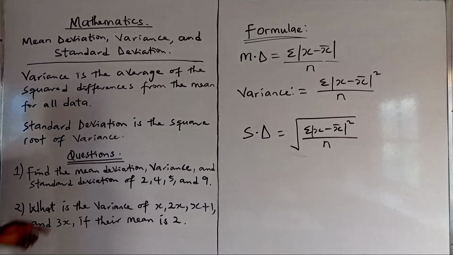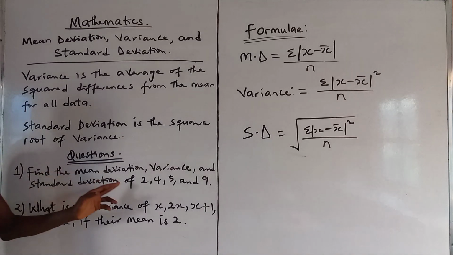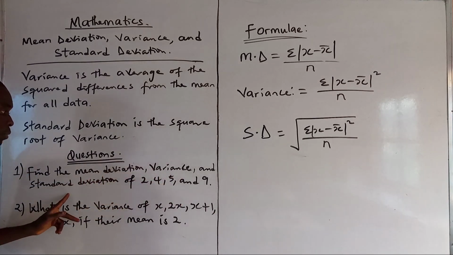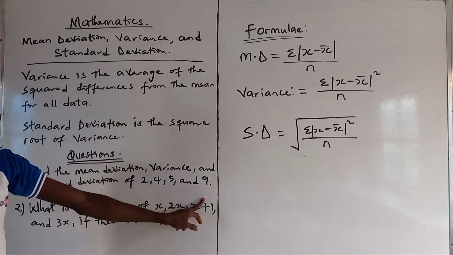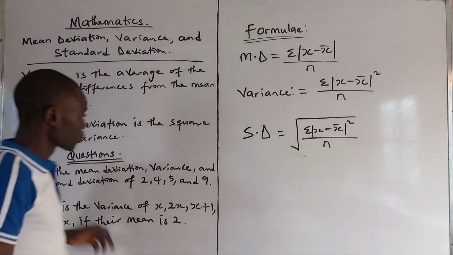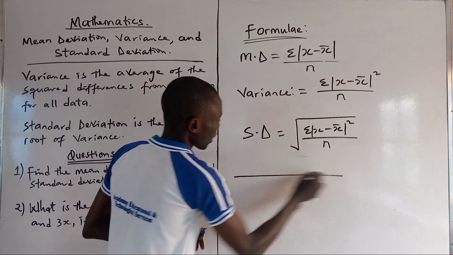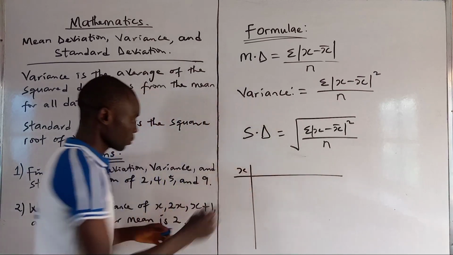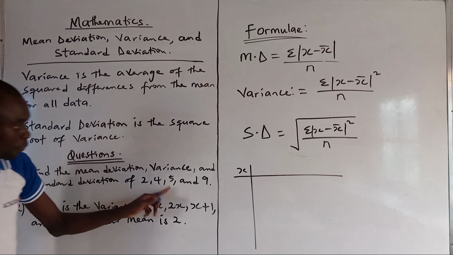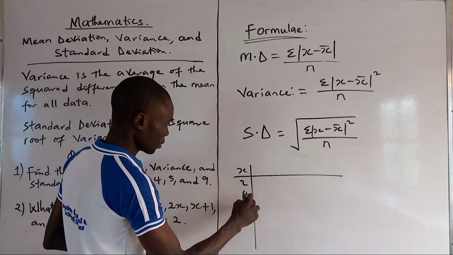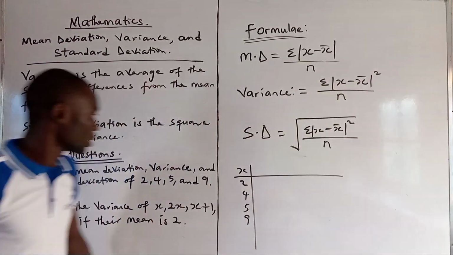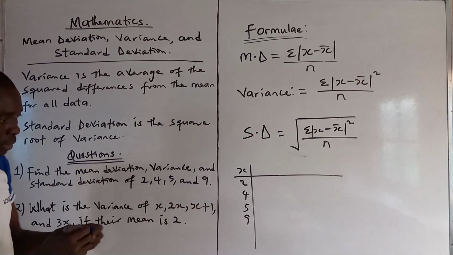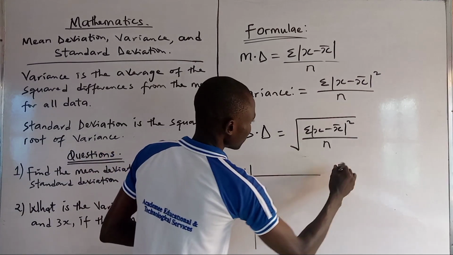Let's now take two examples as instances. The first is we want to find the mean deviation, variance, and standard deviation of the given data 2, 4, 5, and 9. If we want to do this, we have to construct our table of values. Our x data are 2, 4, 5, 9. So we put them in. What will be the mean of these numbers? You can calculate the mean.